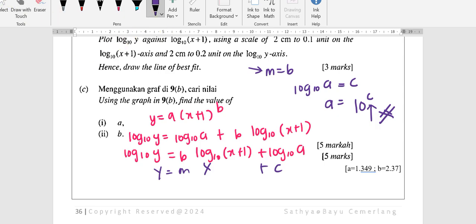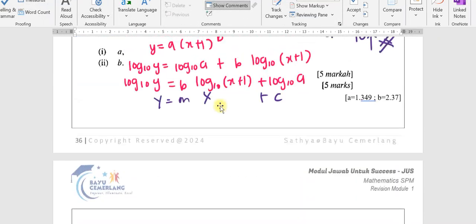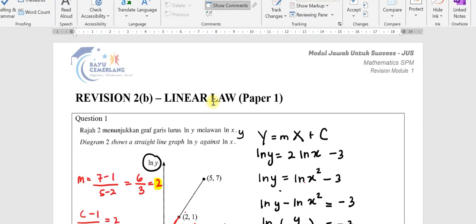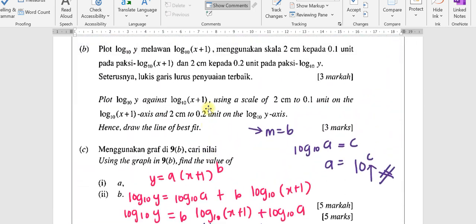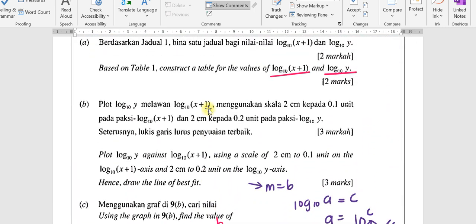Okay guys, I think that's all for linear law. I really hope you take this exercise very seriously and do everything, because this chapter contributes a lot of marks and it will help you to pass your admits.